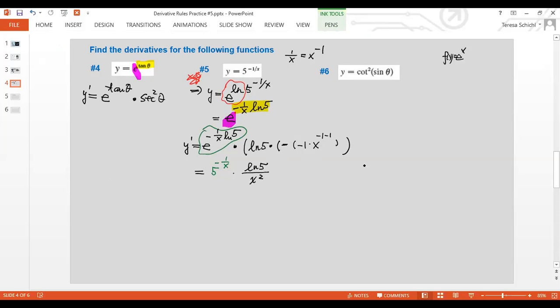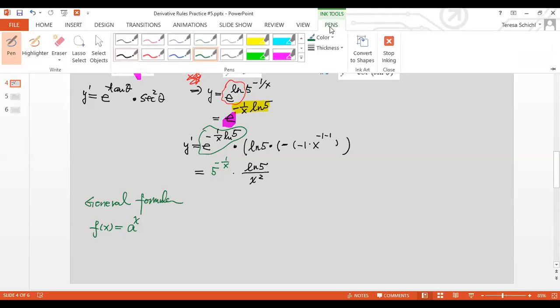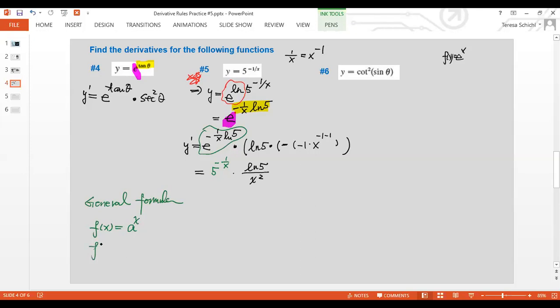Okay, so from this we can find a general formula. You might want to copy that one down. If f of x is equal to a to the x, so the base is not e anymore, how do you take the derivative? The derivative f prime of x will just be a to the x by itself, and then you have the natural log of a. From this problem, we can derive this general formula.